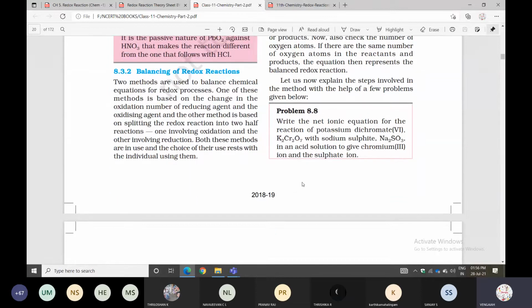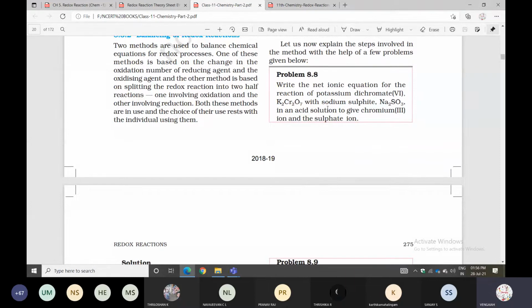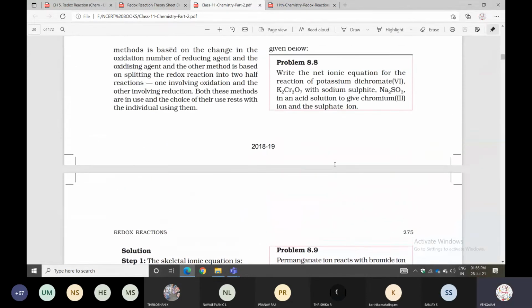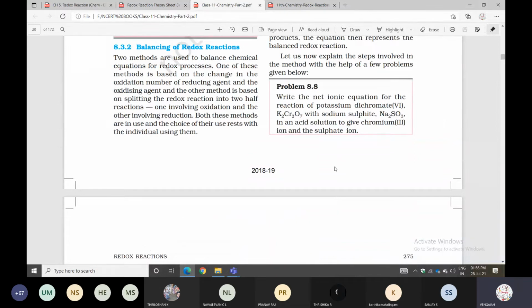Now what is the question? Write the net ionic equation of the reaction of potassium dichromate, K2Cr2O7, with sodium sulfite, Na2SO3, in acid solution to give chromium ion and sulfate ion. Okay?